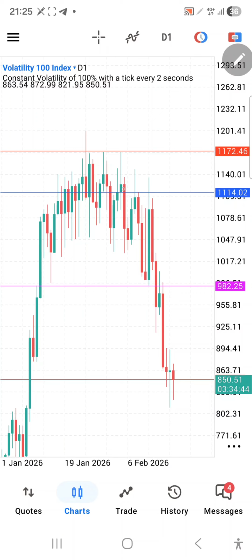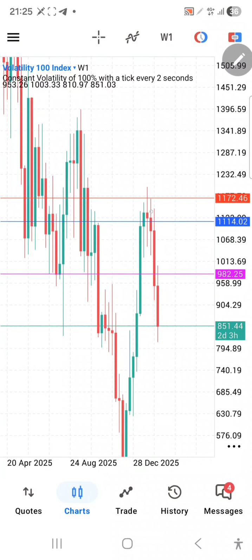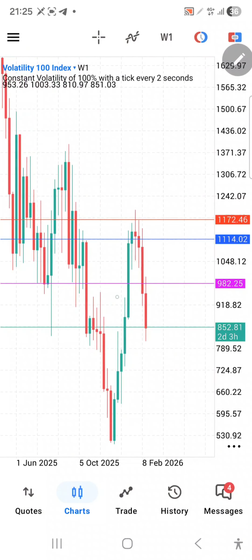I took it off this supply zone, and on the weekly time frame, price started giving me weekly confirmation that the market is ready to sell for the week. On the weekly time frame, price took away this liquidity, got up to here, and started reacting from this zone. You understand? That was what I capitalized on, and that was the reason why I took this trade.